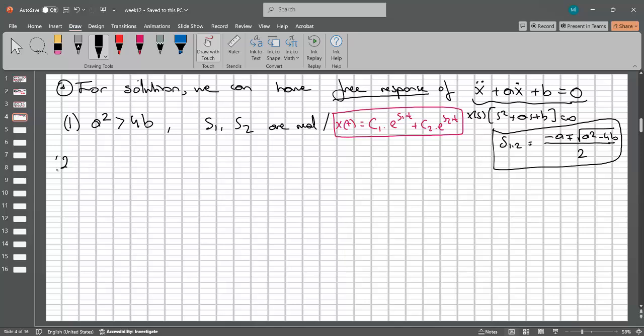And so, what about this one? If A square is equal to 4B, what's the condition of the roots? One root, but yes, repeated root, right? S1, S2 repeated. And so, what is our solution? It looks like C1 plus t times C2. And so we have the one root, e^(S1 t), right? This is our solution.